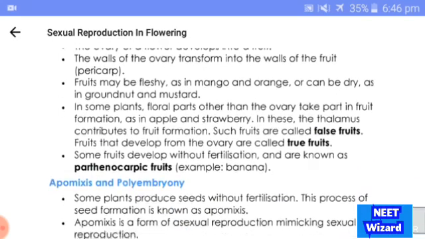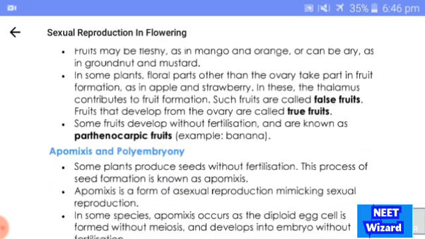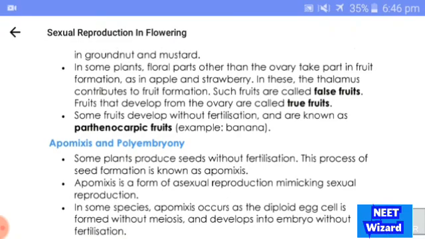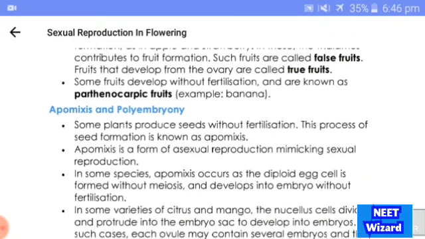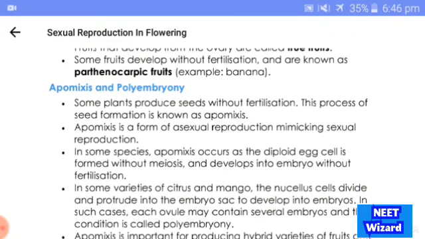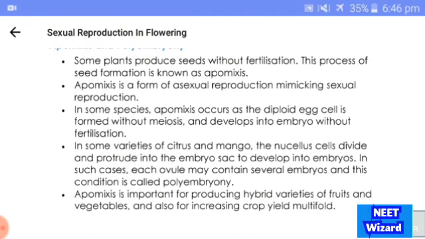Now, apomixis and polyembryony. Some plants produce seeds without fertilization. This process of seed formation is known as apomixis. Apomixis is a form of asexual reproduction mimicking sexual reproduction. In some species, apomixis occurs as the diploid egg cell is formed without meiosis and develops into an embryo without fertilization.